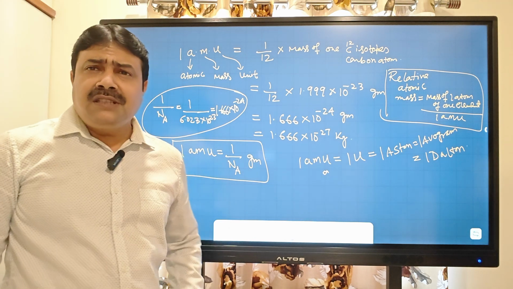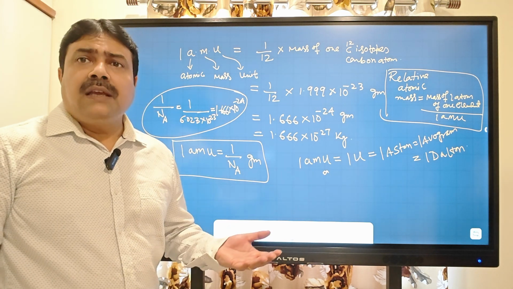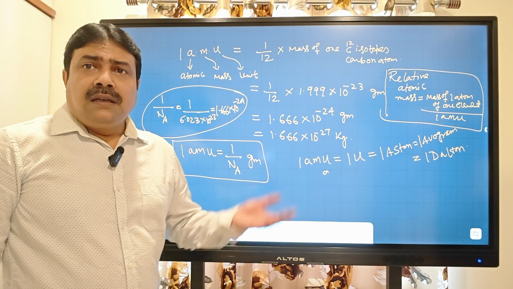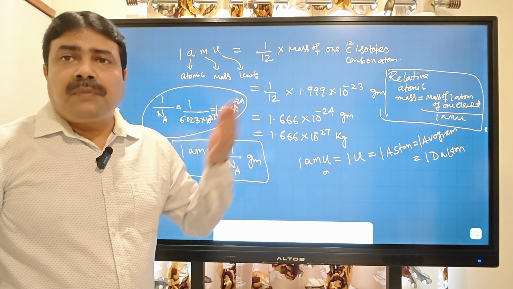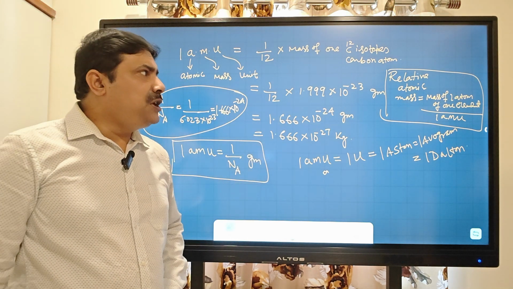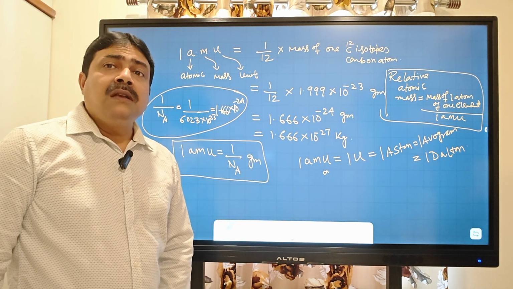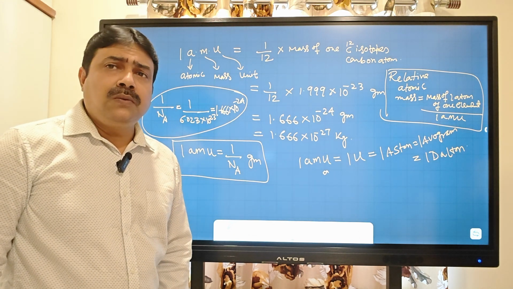Because relative means in comparison with something. So what does relative mean? With respect to something, how much bigger or smaller another thing is. So that's why relative atomic mass is nothing but the mass of one atom of one element with respect to 1 amu.